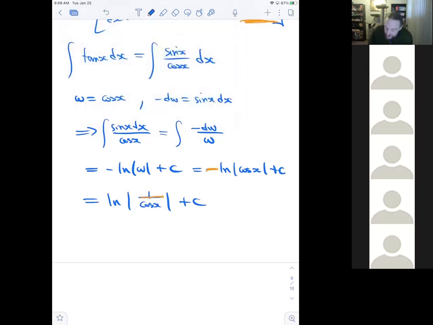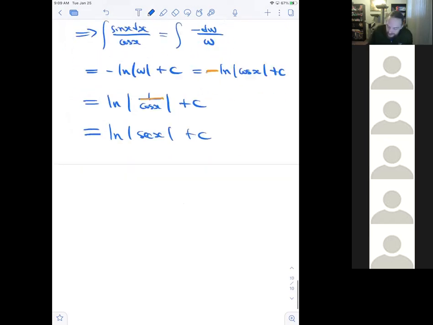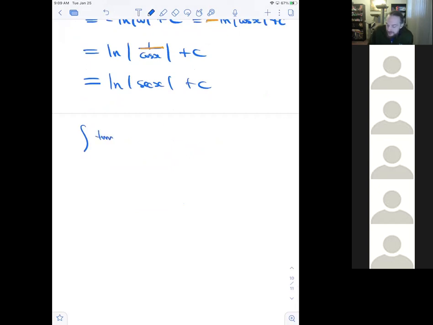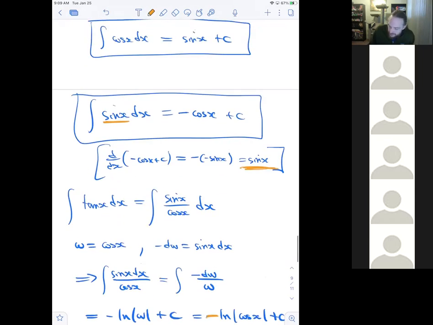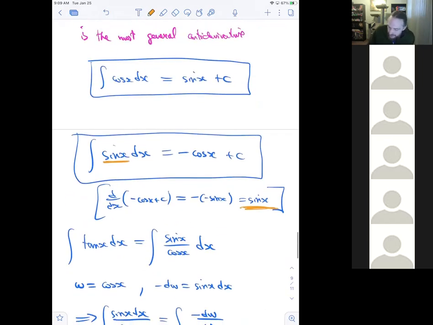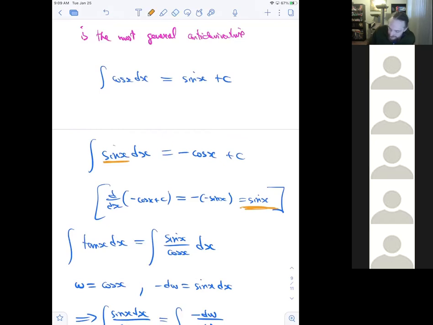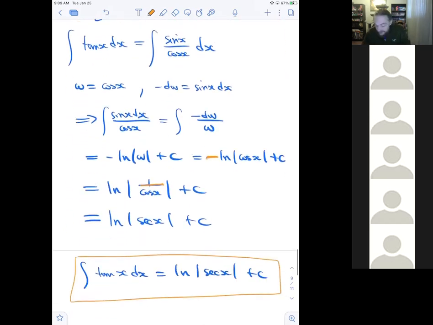And then 1 over cos is secant. So that says, long story short, the integral of tan x dx is the natural log of the absolute value of secant x plus c. And so those are the three that I'll make you memorize, I guess. The other ones are a little trickier.